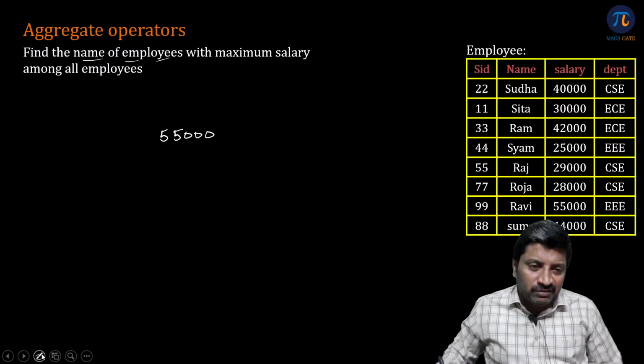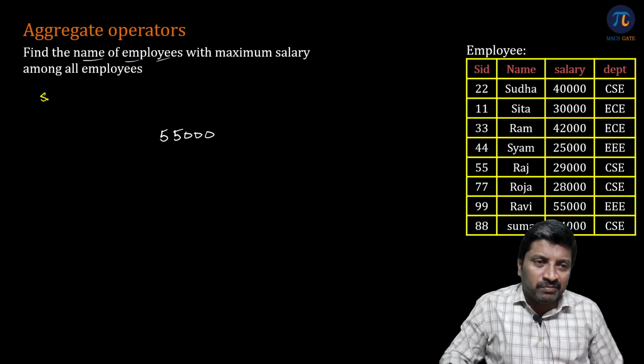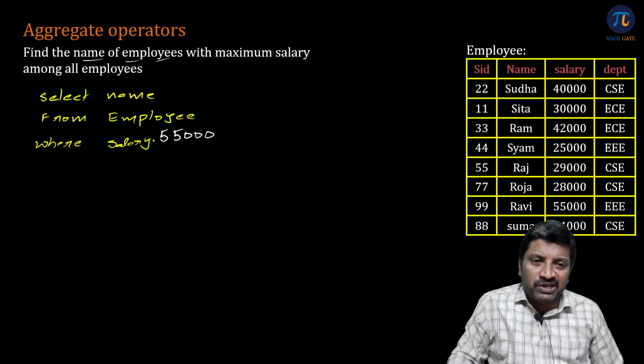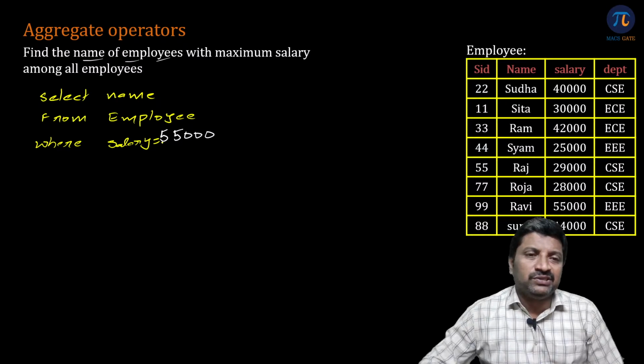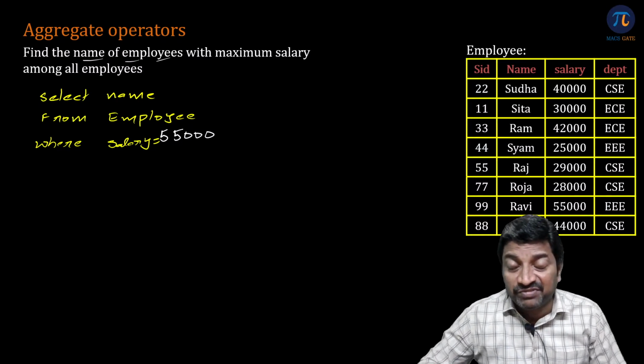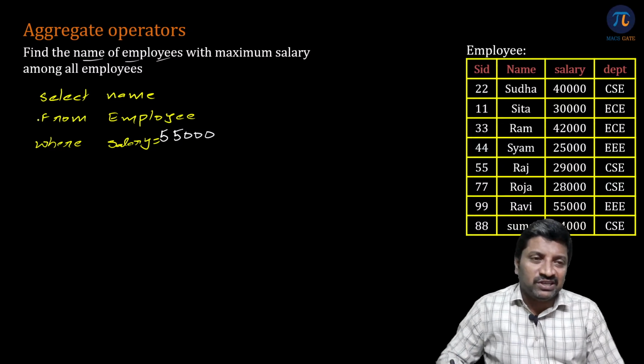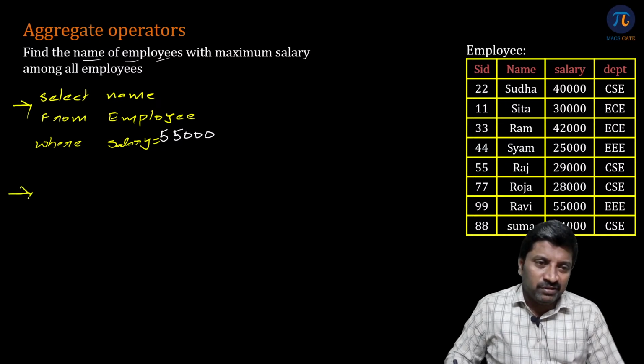Then how do you write the details? I need the name of the employee. Select name from employee. Which employee name do you want? Whose salary equals 55,000? That's it. But I don't know whether 55,000 is a fixed number or not. When the data changes in the table, the number will change, right? So that's why I am writing the same query in another way.